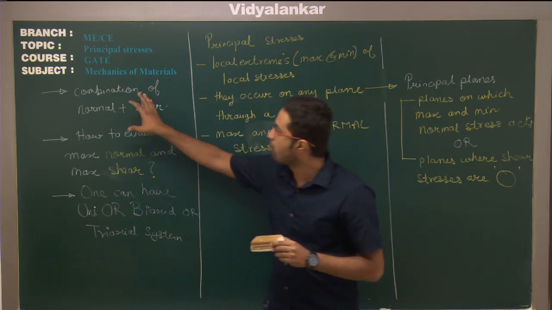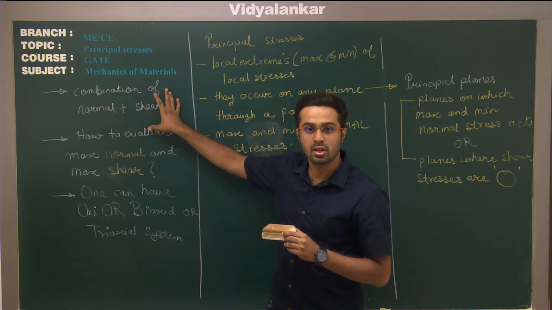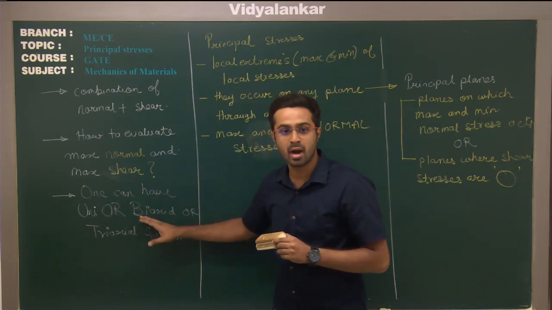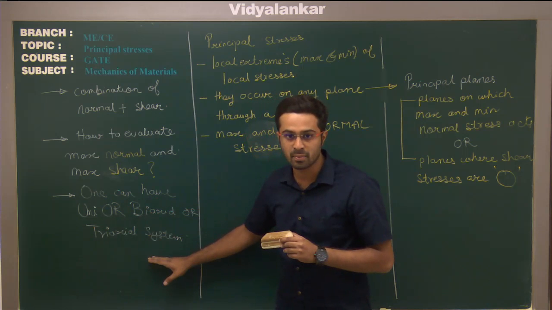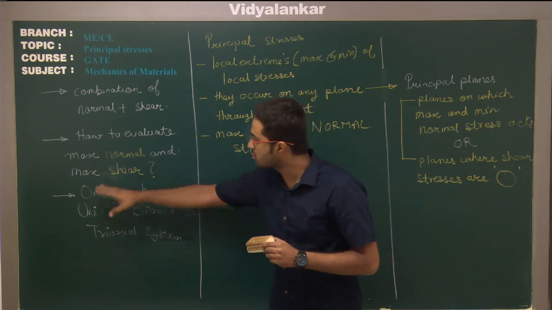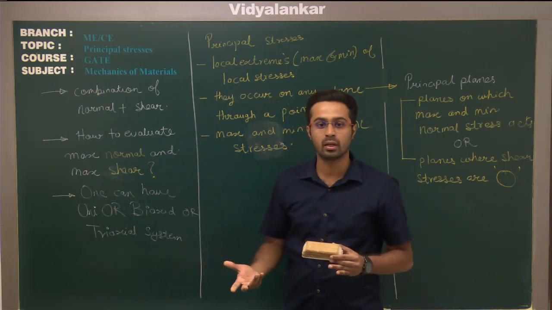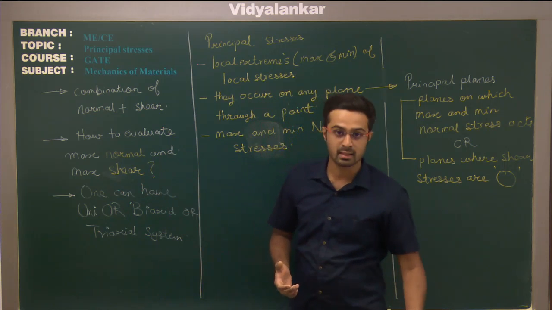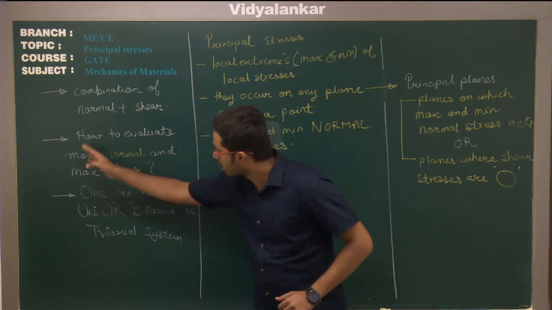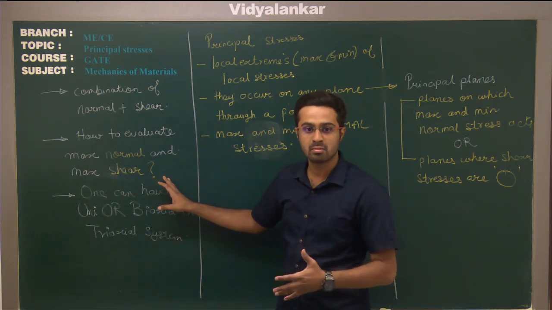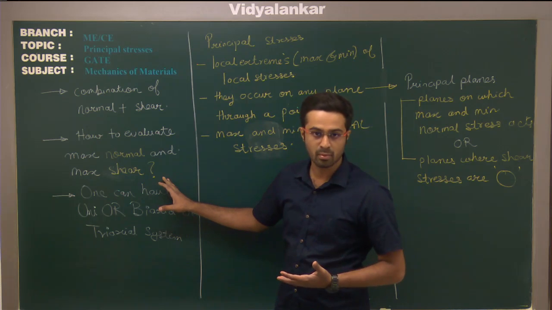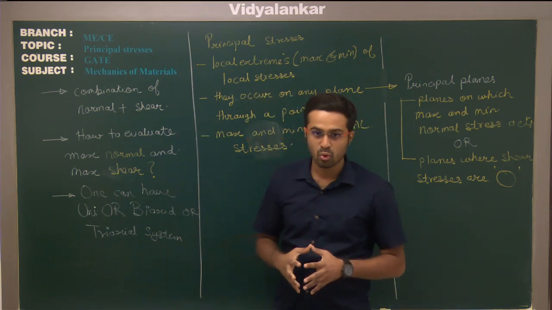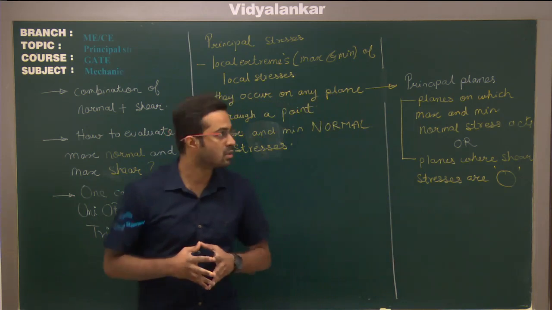So when you have a combination of normal plus shear stresses in a given system, the system can itself be a uniaxial system, a biaxial system or a triaxial system. When you have such kinds of systems, how to evaluate maximum normal and maximum shear stresses? The procedure and the way to evaluate maximum normal and maximum shear stress is via principal stresses. So what do you mean by principal stresses?